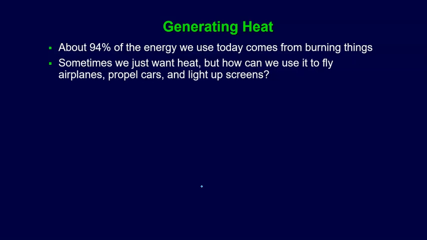So about 94% of the energy we use today comes from burning things. Okay, it comes from generating heat. And sometimes we just want heat, but we're going to learn now in the next couple of lectures how we can use it to, say, fly airplanes, propel cars, and light up screens.